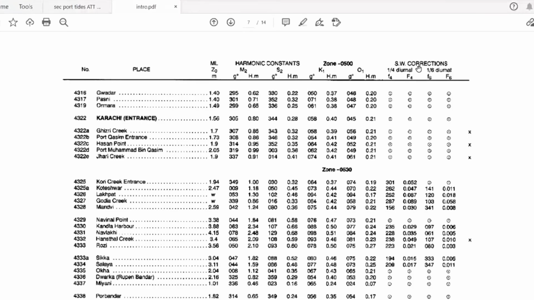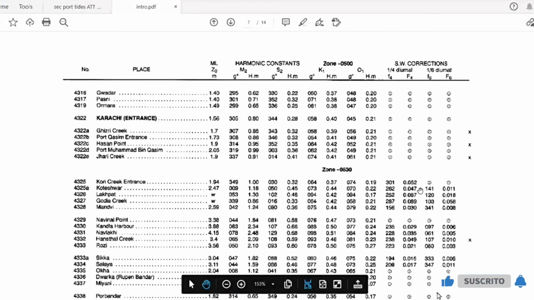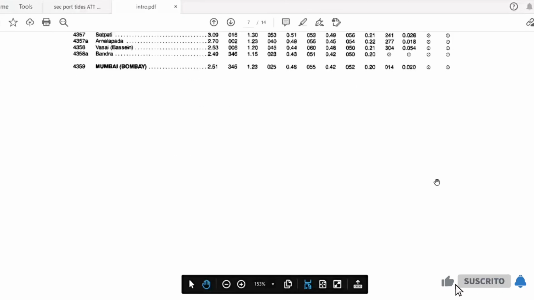But when we come to shallow water corrections, then we have to take these values, which are 1/4 diurnal cycle and 1/6 diurnal cycle. And these values will take into account the rise of your tide due to shape and shallow waters. Shape of the landmass, shallow water, that will be taken care of by these. And finally, we have to take into account those seasonal corrections. So seasonal corrections are also taken into account in harmonic constant.